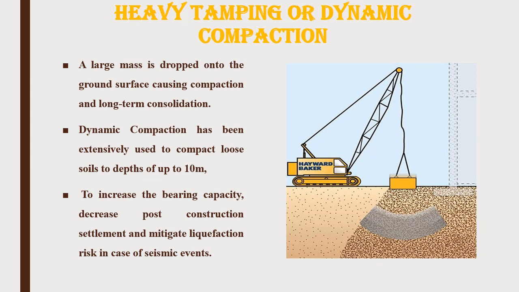Here we can see the dynamic compaction. A large mass is dropping onto the ground surface, which results in compaction or long-term consolidation. Here it is the loose soil. After the dynamic compaction, it becomes dense.